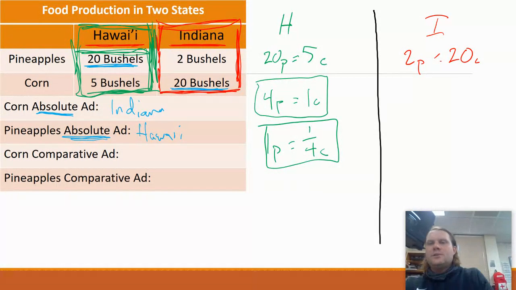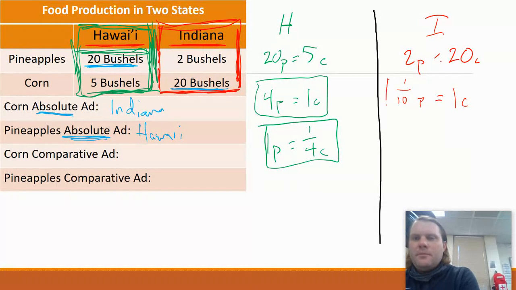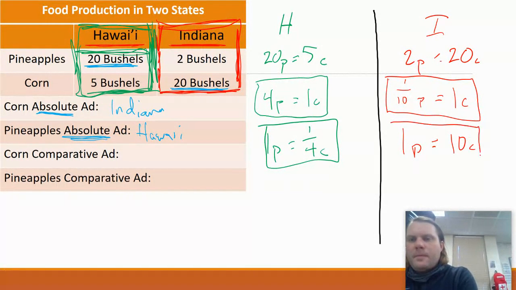All right. Now, same thing. We're going to compare Hawaii and Indiana. Let's move through this. I'm going to solve for C first. So 1C equals 1/10 of a pineapple. Box it. And then I'm going to go down here and say 1 pineapple equals 10 corn.